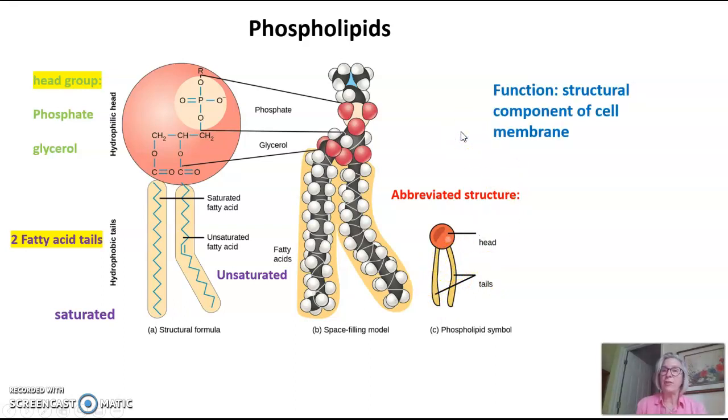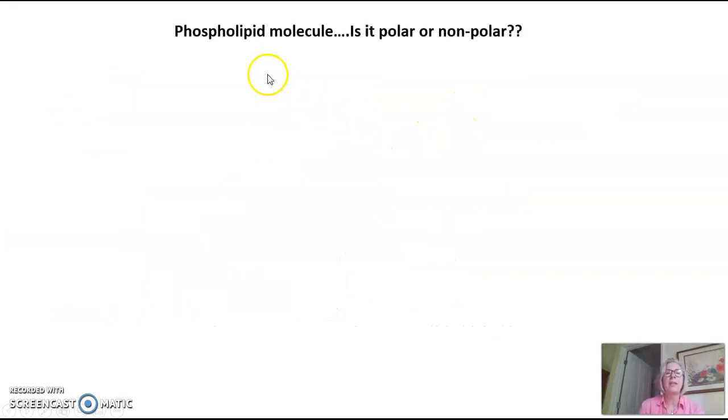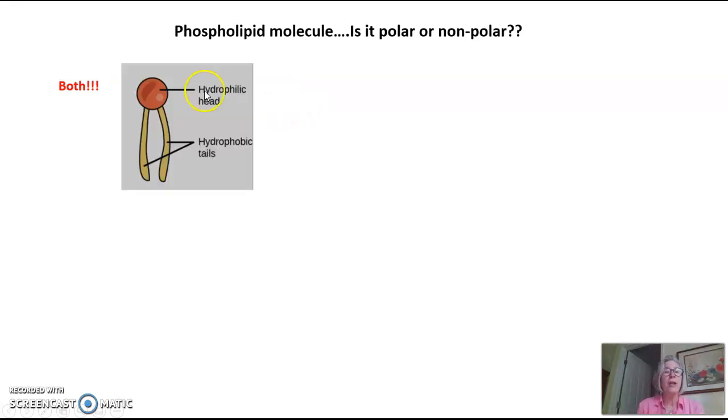The function of phospholipids is structural. They're not an energy source or energy storage. They are components of our cell membranes. So looking at a phospholipid molecule, is it polar or nonpolar? Well, it turns out it's both, because this head group that has the phosphate and the glycerol is very polar. It's hydrophilic. It dissolves in water. The fatty acids are very hydrophobic. They are nonpolar. They do not dissolve in water.